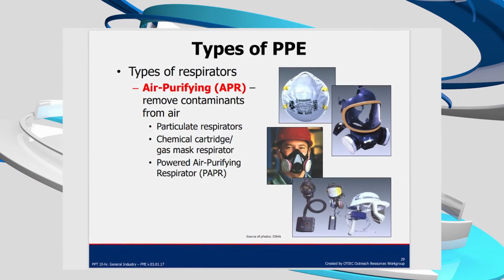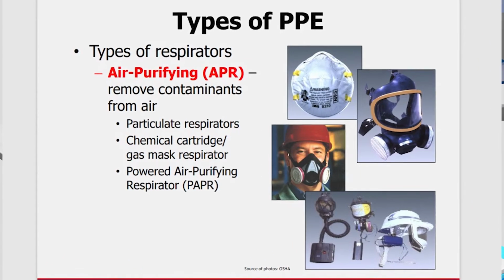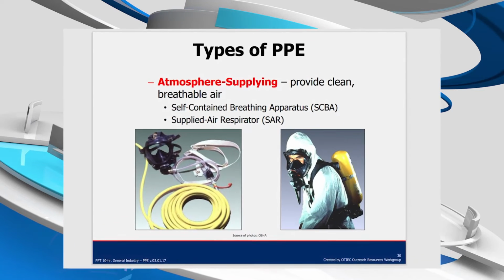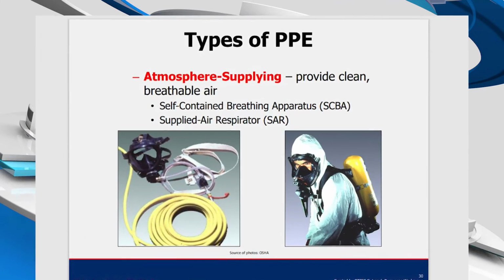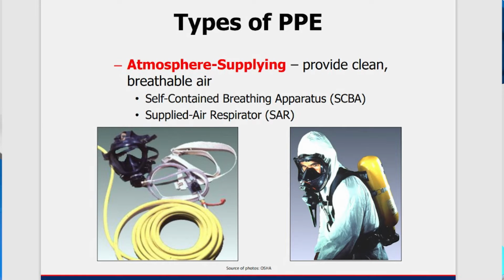Types of respirators. Air purifying, APR. Air purifying respirators remove contaminants from air. Examples include particulate respirators, chemical cartridge and gas mask respirator, powered air purifying respirator, PAPR. Atmosphere supplying. Atmosphere supplying respirators provide clean, breathable air. Examples are self-contained breathing apparatus, SCBA, and Supplied Air Respirator, SAR.